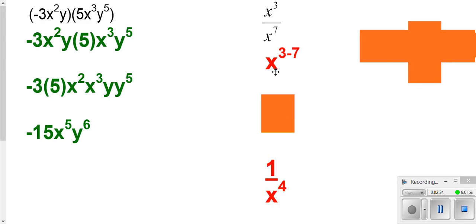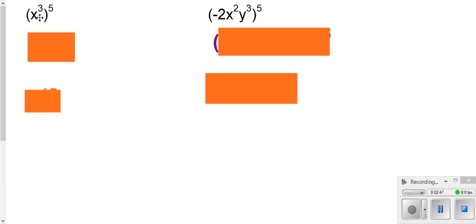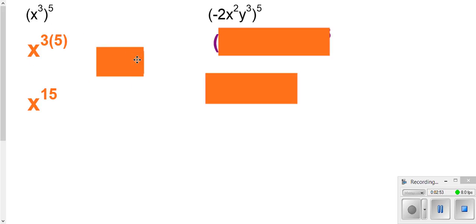Now, you could go ahead and subtract your exponents. You would get this, which is this here. It's a negative exponent. This is all over 1, so it means you have to do the reciprocal. You still get 1 over x to the fourth. Exponent raised to an exponent. Remember, you can multiply those exponents, and you get x to the 15th.